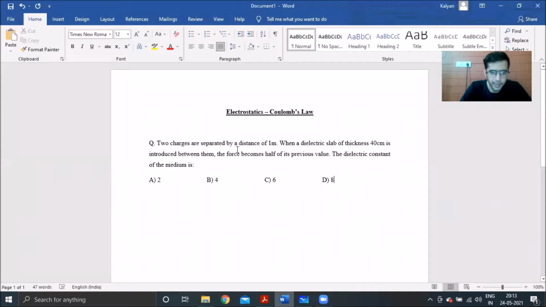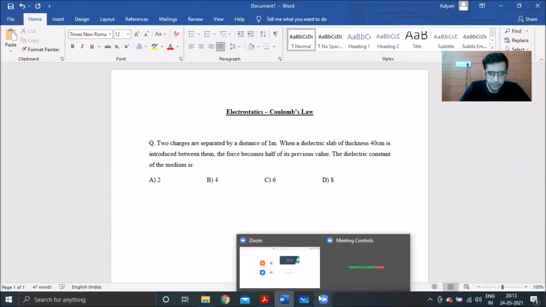So this is the question given over here. You have two charges separated by a distance of 1 meter, right? And when a dielectric slab of thickness 40 centimeters is introduced between them, the force becomes half of its previous value. So we need to find out what the dielectric constant of the medium in this case would be equal to, right?